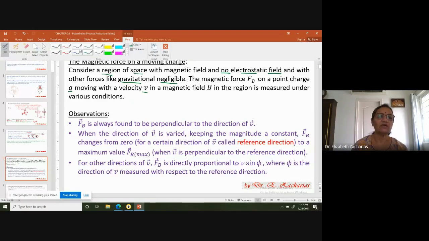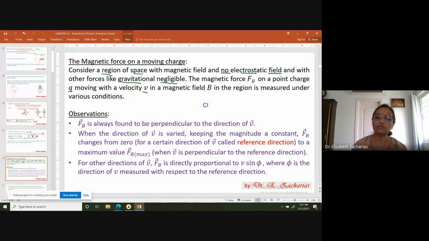So let's say that this is your charge. Let's assume it's a positive charge, and let's say this charge is moving with a velocity v in this direction. Okay. And what do I see? I find that this charge is experiencing a force. Let's say I have an instrument for measuring the force. I'm finding that there is a force, and this force is perpendicular to the velocity direction.